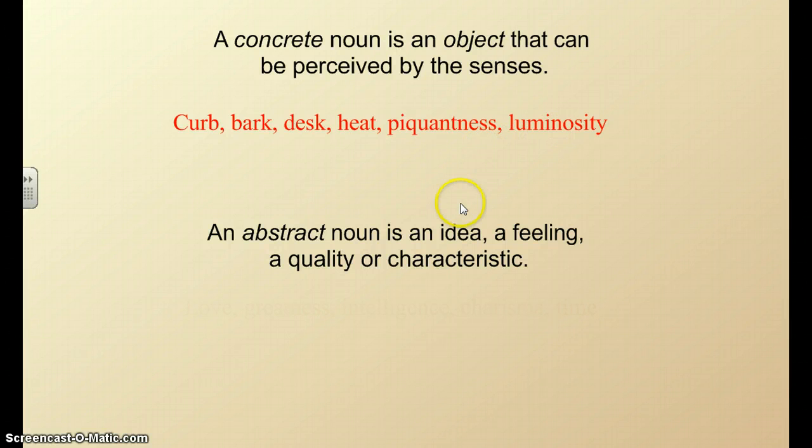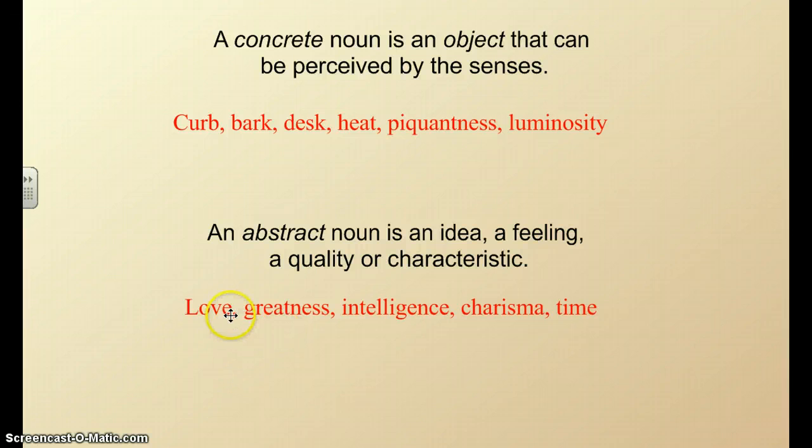An abstract noun is where the concept of an idea comes into place. It's a feeling, a quality, or a characteristic. So love, that's a feeling, it's an emotion, it's something that we know exists within us, but we cannot actually touch it. Greatness, intelligence, charisma, those are all things that we tell about, or attributes rather, we assign to people, but they can't be held in your hand. And time is an interesting one because we know time passes, we can feel it creep by, as we say, but it doesn't exist in a physical sense.